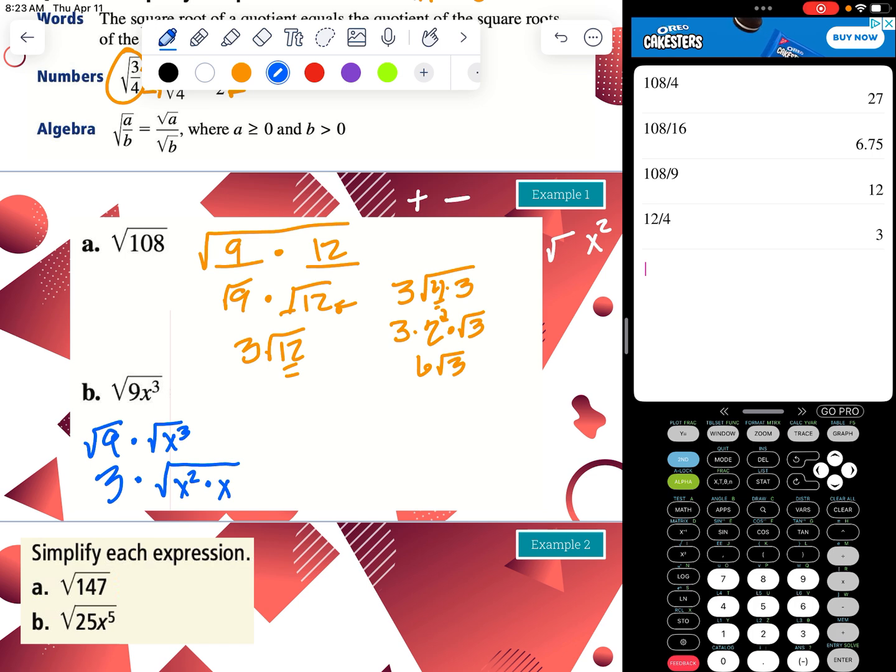If I have x to the third, I can break it down to x squared times x. Remember, this is x to the 1. If we were to go back, we add those exponents together. So now I have 3. The square root of x squared is just x. I can't do anything else with this x to the first power, so this would be my final answer.